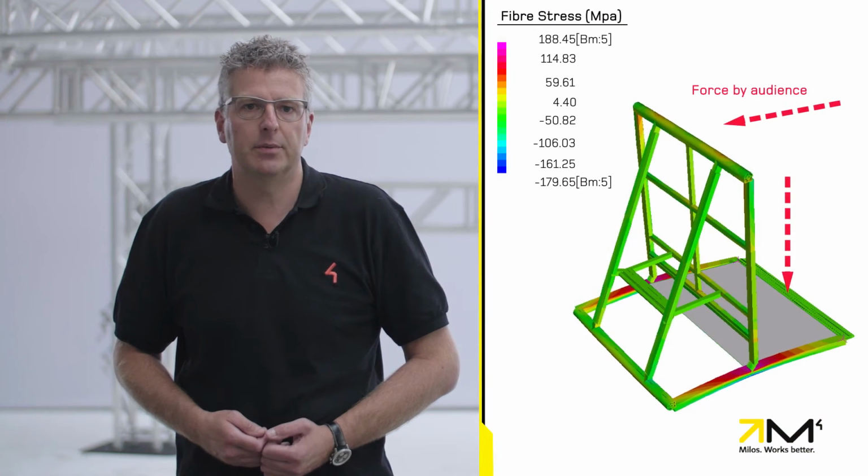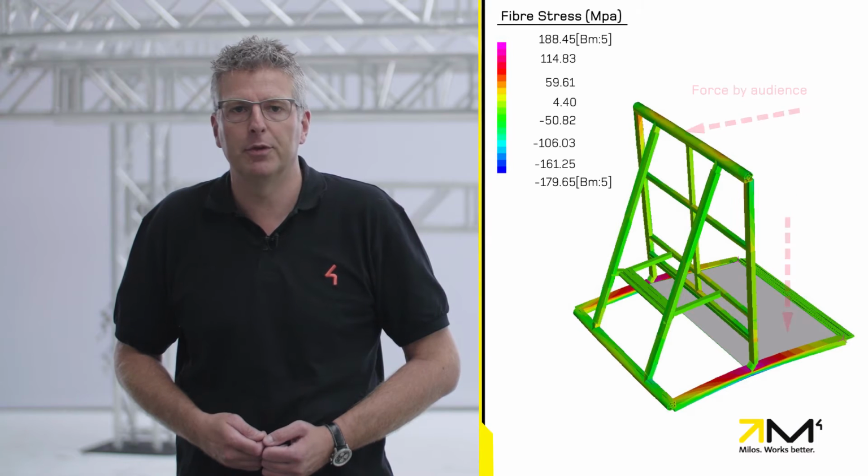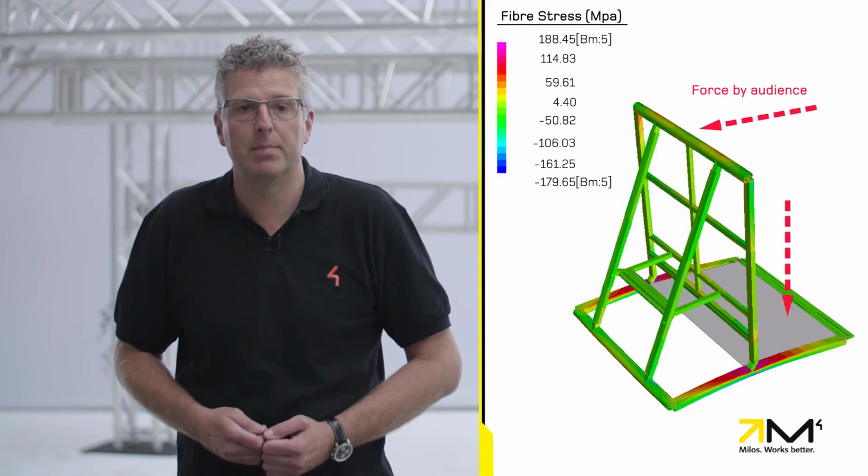The horizontal bottom profile turns out to be the most critical component. With 6 to 8 people standing on the bottom platform, the barrier is prevented from overturning, but the bottom profile wants to bend upwards. Setup of a line of barriers also requires some attention.